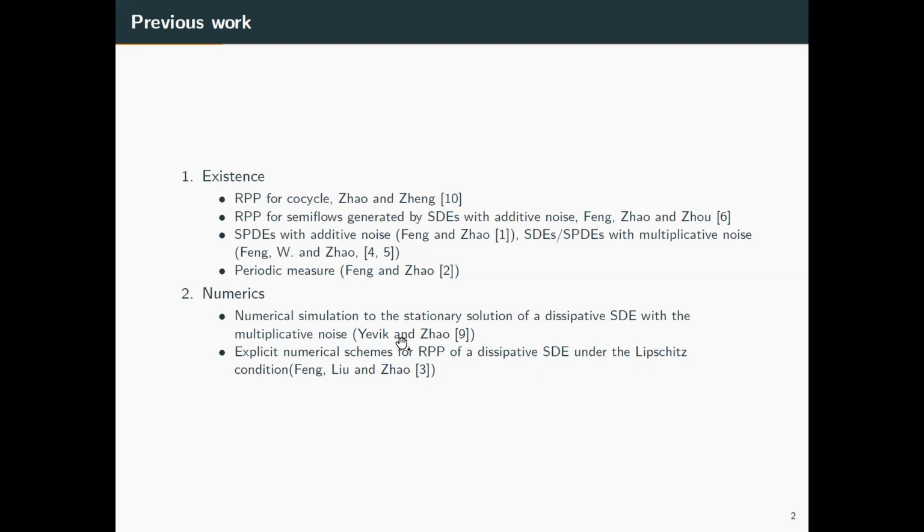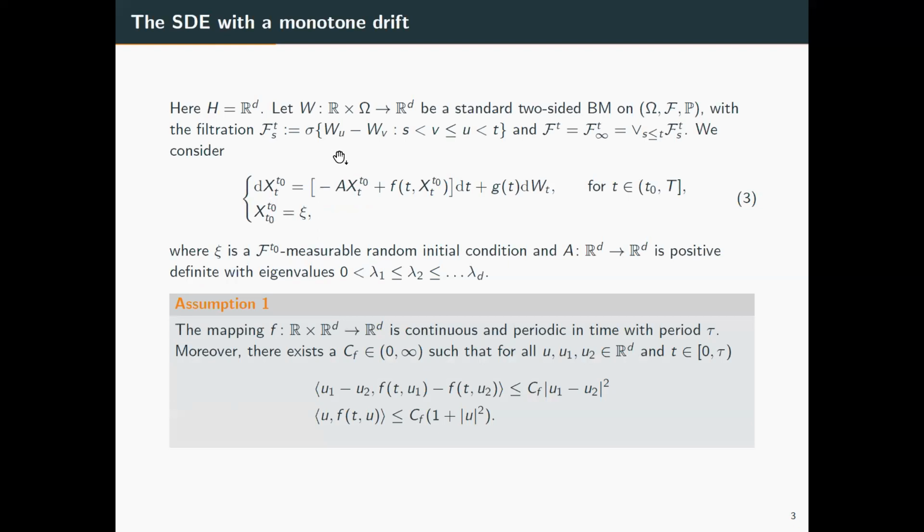In my paper, I studied the backward Euler-Maruyama method for random periodic solution of a dissipative SDE under the one-sided Lipschitz condition. And I will show the existence of the random periodic solution to such numerical scheme. To set up the problem, we first construct a two-sided Brownian motion and consider the following SDE. You can see I separate the drift term into two. One is linear, one is nonlinear.